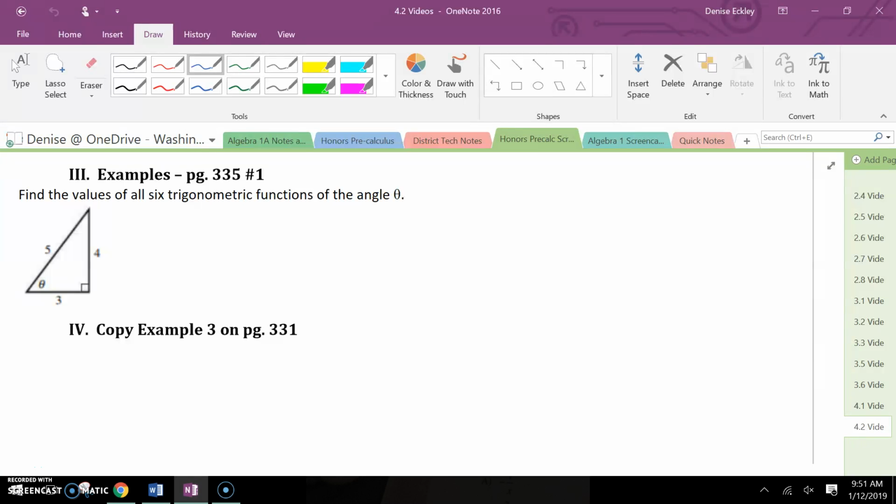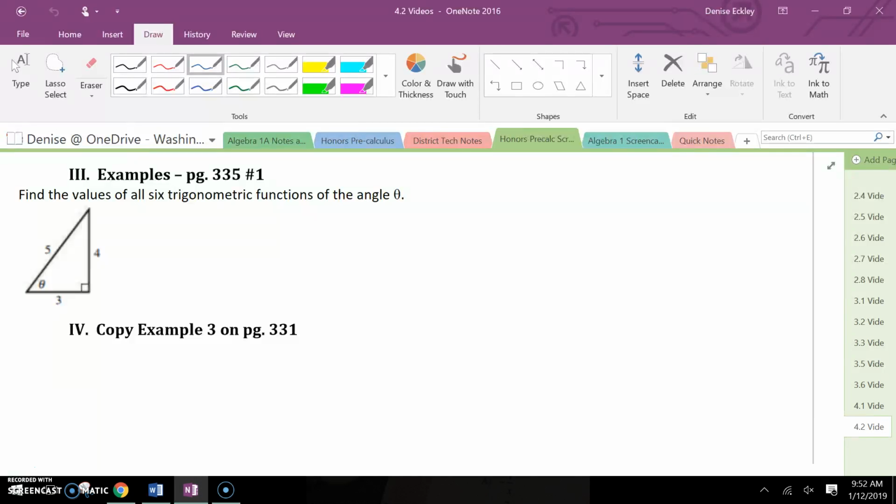Section 4.2 introduces us to trig of acute angles and the 6 trigonometric functions. Now, many of you have experience with the 3 basic ones, sine, cosine, and tangent, and this section introduces their reciprocals, which are cosecant, secant, and cotangent, respectively.